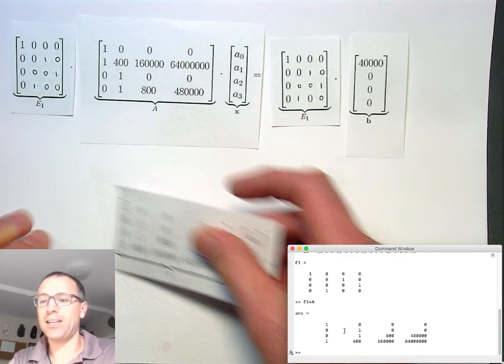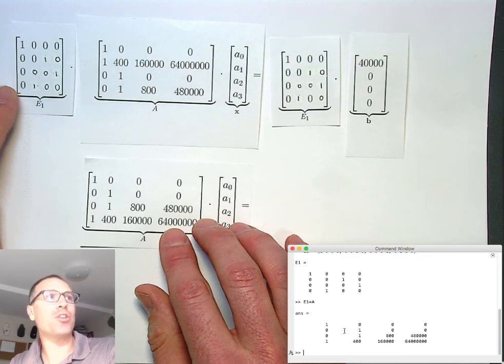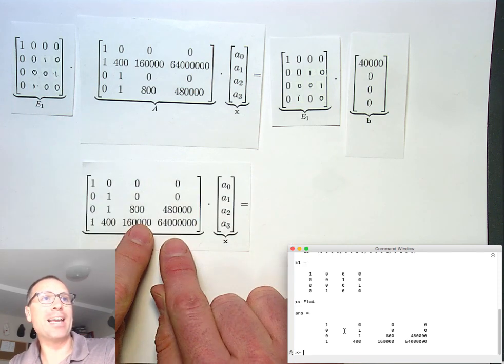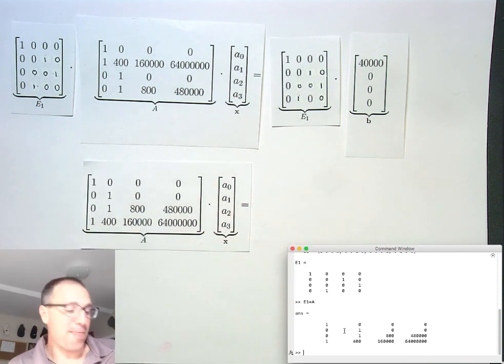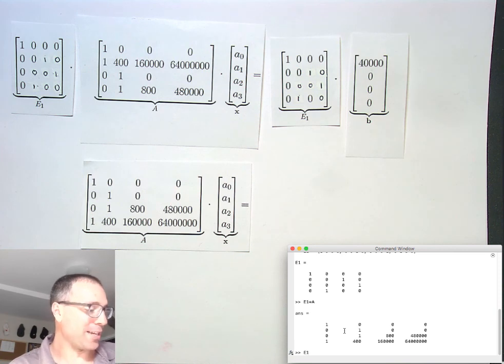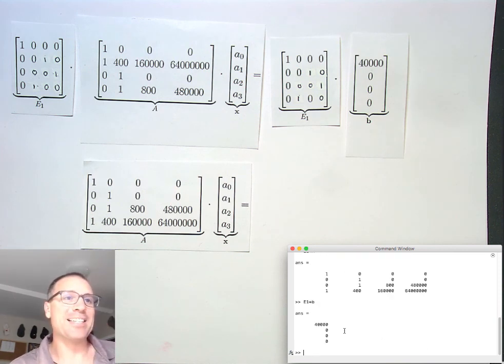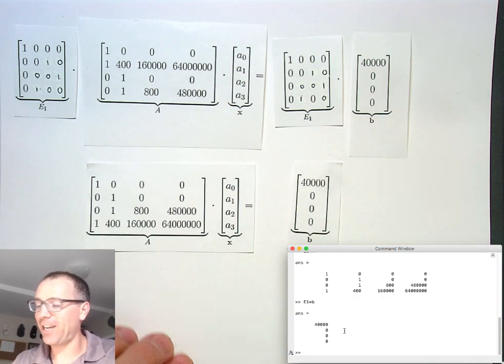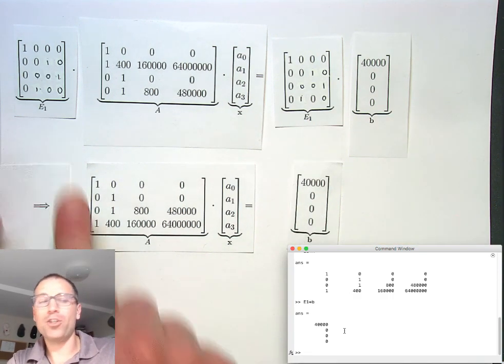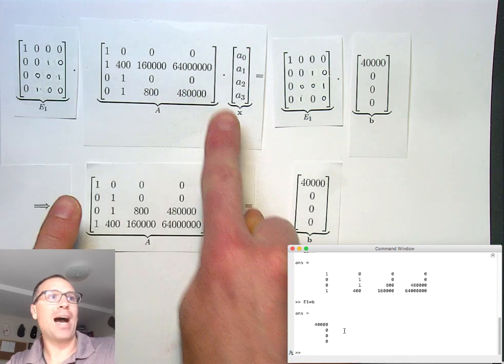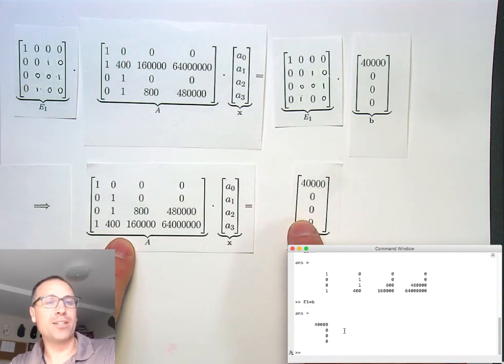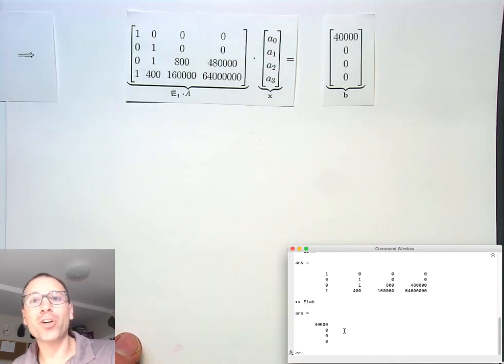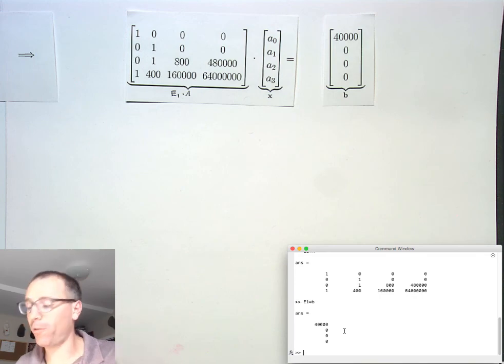Another way to say that is when I multiply E1 by A, I get this matrix out. And then the really nice thing about the right-hand side vector in this case is that it's kind of beautiful, isn't it? So when I do this multiplication, I get this equivalent system. Now the question is, how do we turn this into row echelon form?